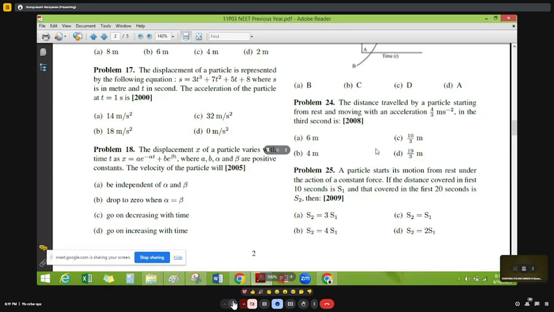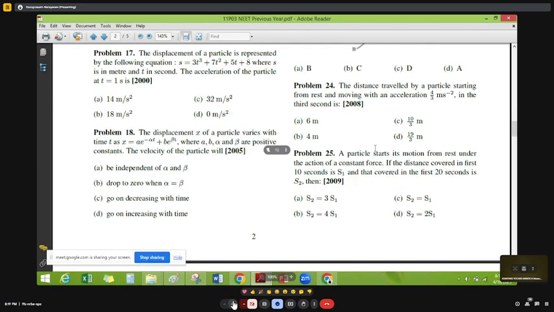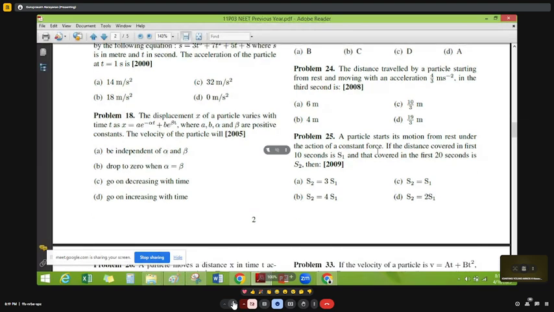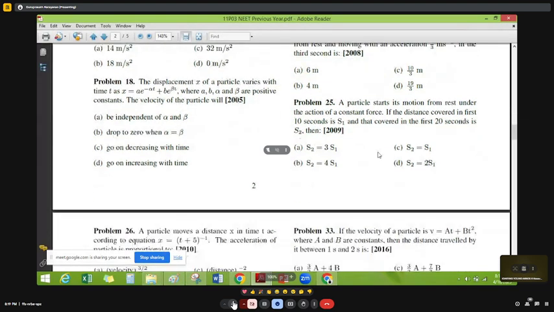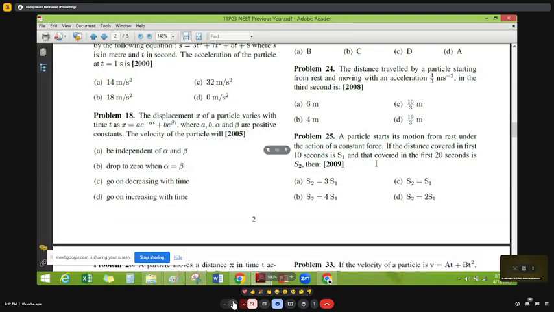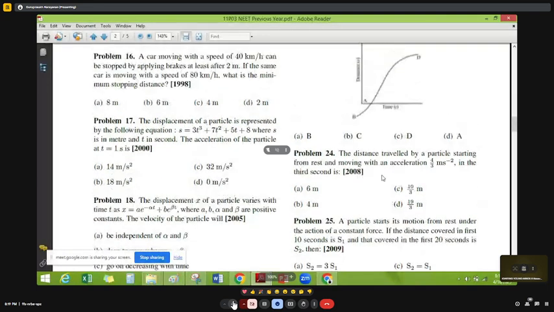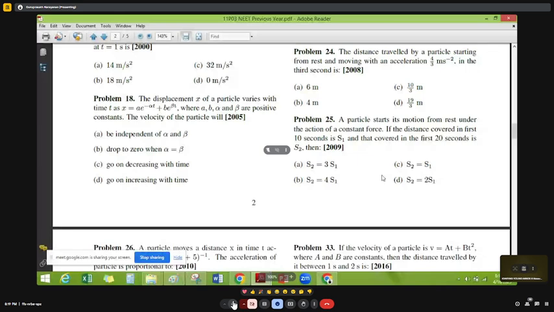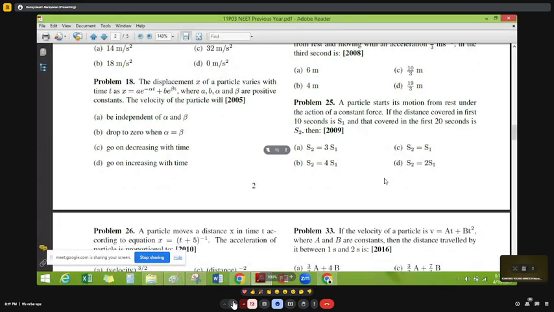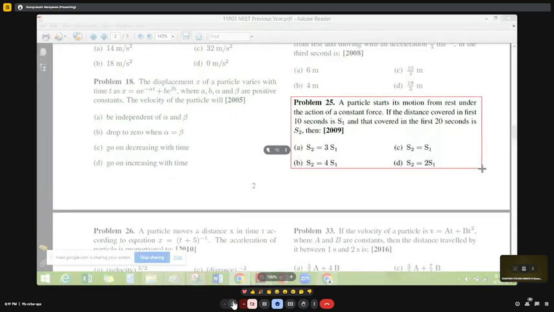Sir, that u plus a by 2 into 2n minus 1, the formula. Yeah. The answer will be 10 by 3 meters. 10 by 3, yeah, 24. Okay, very good. So you can try that yourself. 24 is easy. 25 maybe we can take some time. We can try it out. Try it and see. You have not solved it. Sir, S is equal to ut plus half at square. By using the formula, we can solve it.